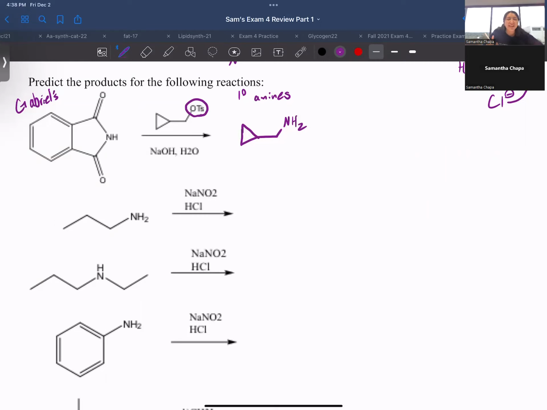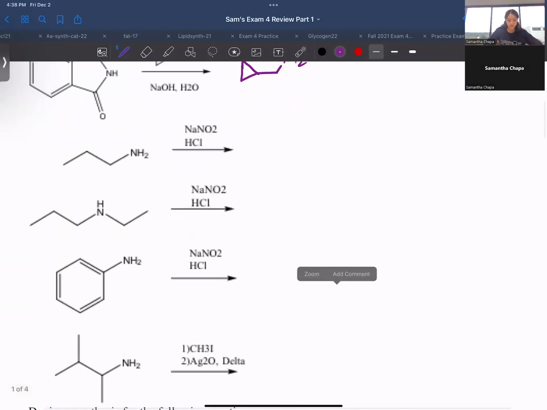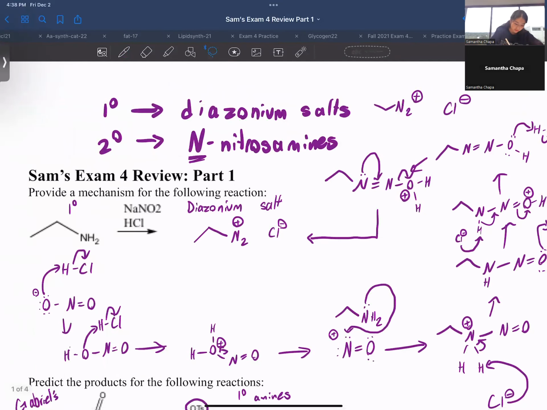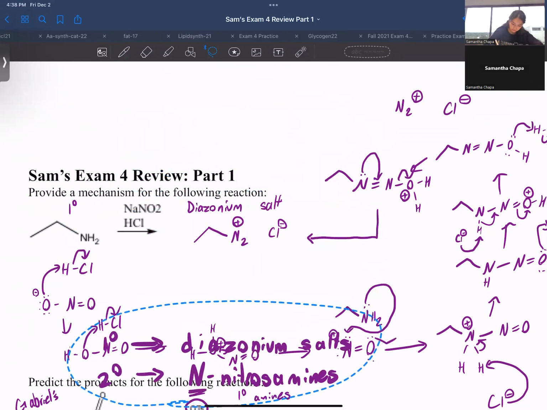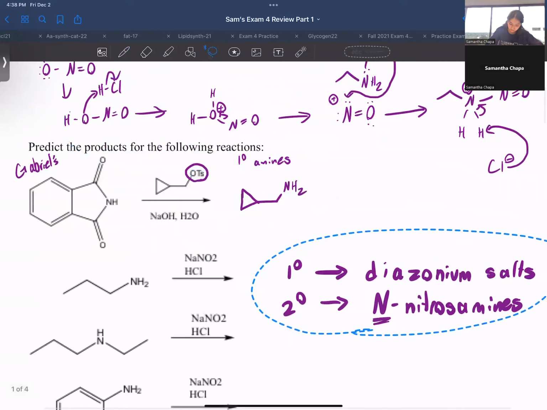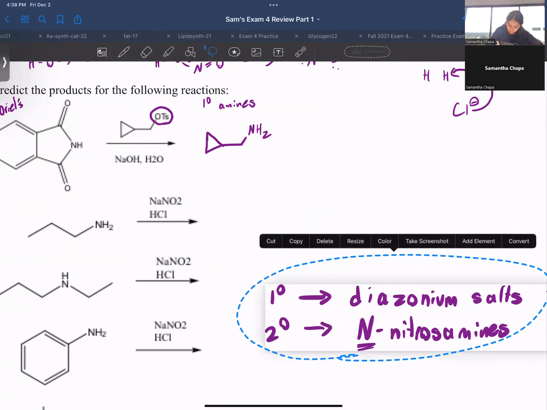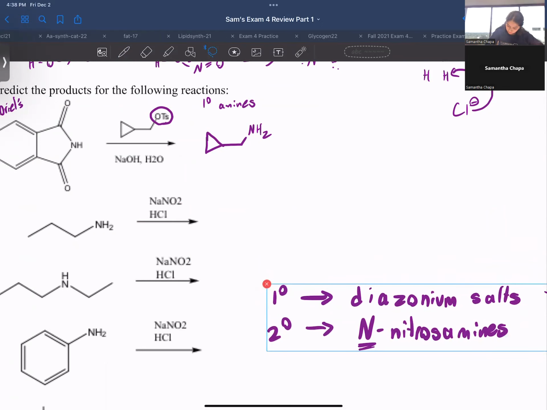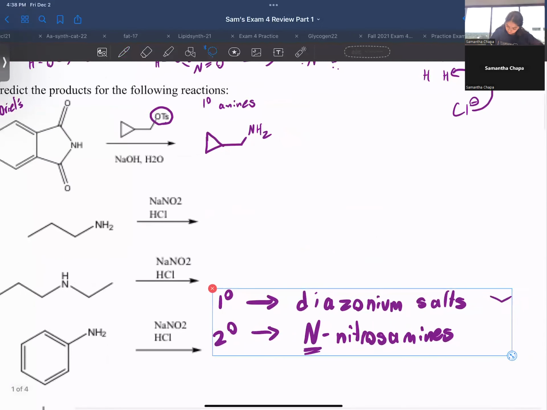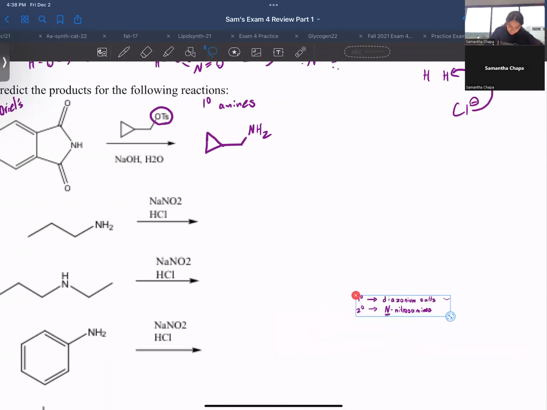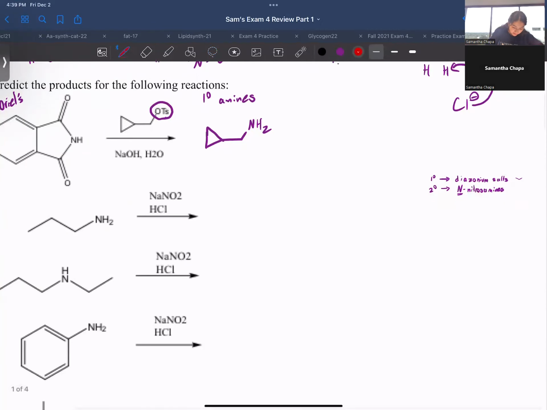The mechanism, that's a good one. That's a good one to learn. So, okay, so these over here, let me bring this over here. Remember this little chart for yourself so you can do those products easily.